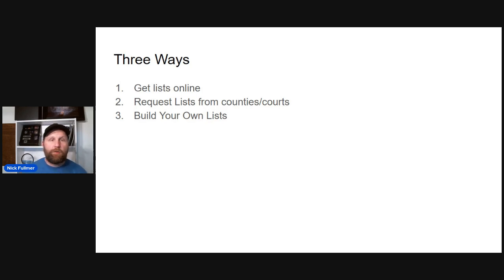Now, how do you get leads? There are 3 ways. You can get lists online. You can request lists from counties or courts. And the third way is to build your own list or pay someone to build a list for you. These are the 3 main ways to get surplus funds leads, or leads where people are owed overages.